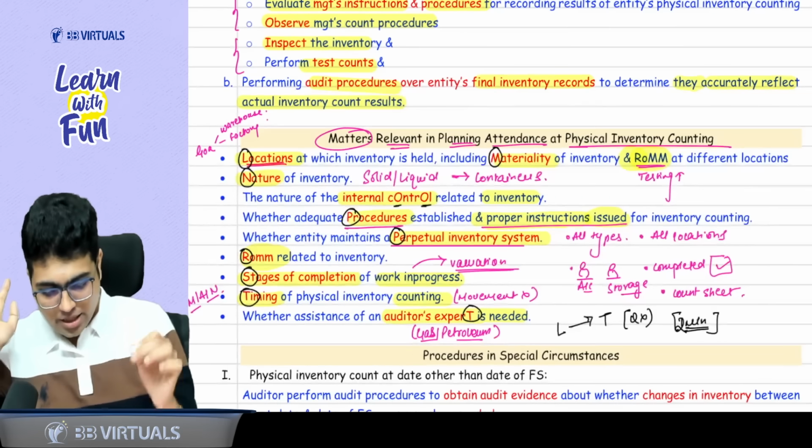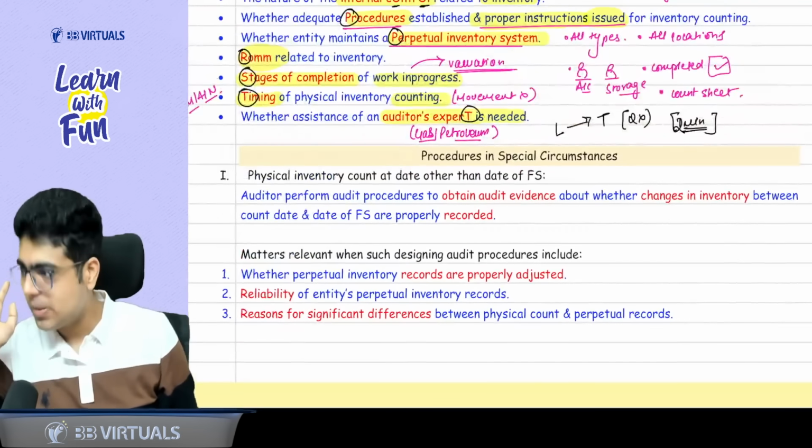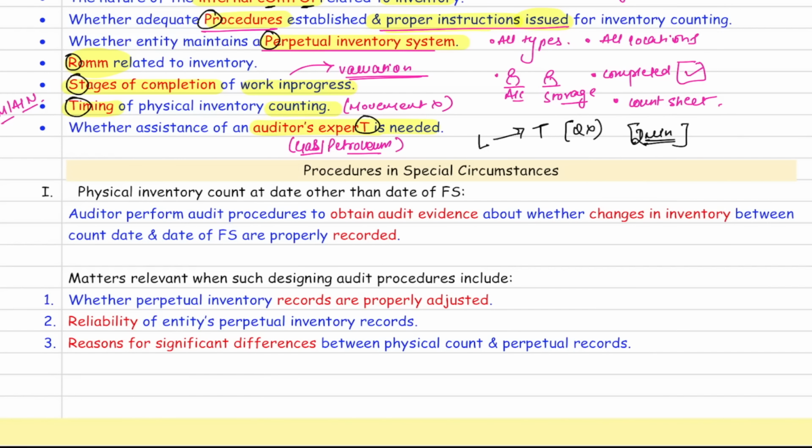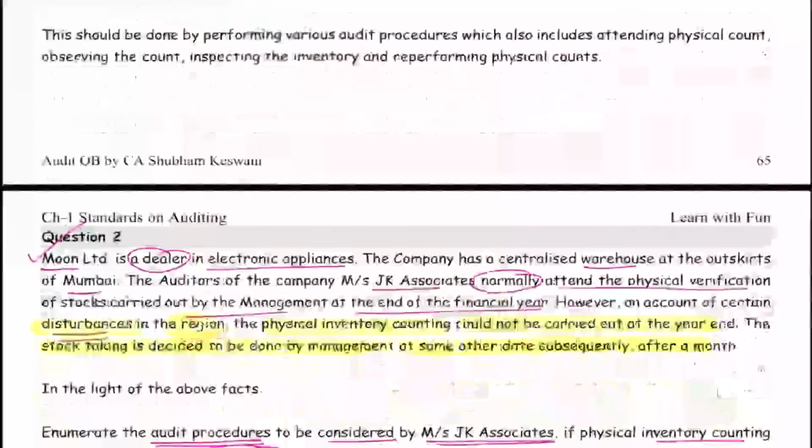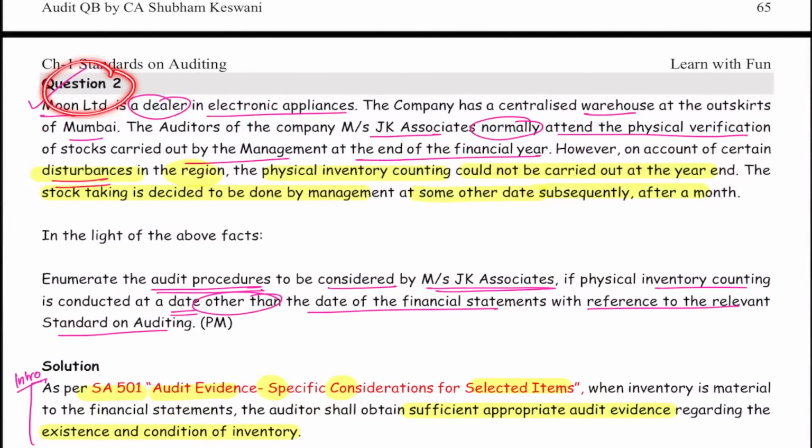Yes, sir. If you come to your book, this is the first topic. Everyone please focus on the board. Let's revise. Physical count at a date other than the date of financial statements. Auditor will perform the procedures to get evidence whether the changes in the inventory between the count date and date of financial statement are properly recorded. Now, when he is designing the procedure, he will consider three matters. What were the three matters? RRR. First of all, records are properly adjusted, reliability of these records, and reasons for difference between the count and the perpetual records.